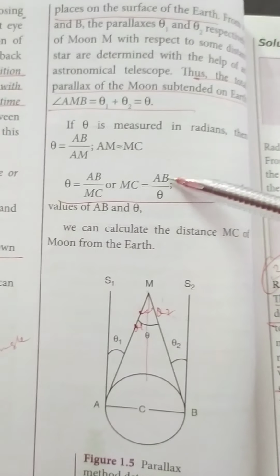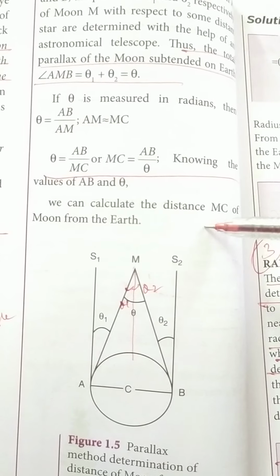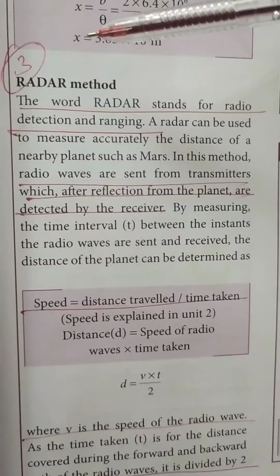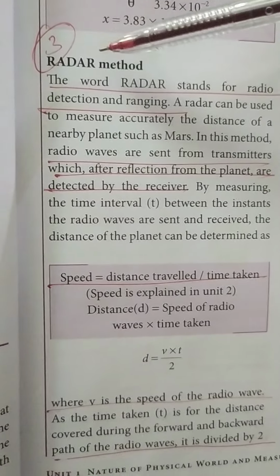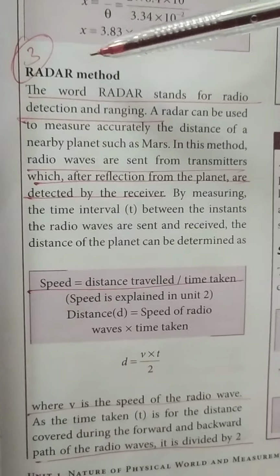So there are two methods you have seen. Next we are going to see the radar method. This is the third method. Radar stands for radio detection and ranging. That is the expansion for radar. Ranging means to find the distance. And here there is a transmitter and a receiver. After reflection from the planet, the waves are detected by the receiver.